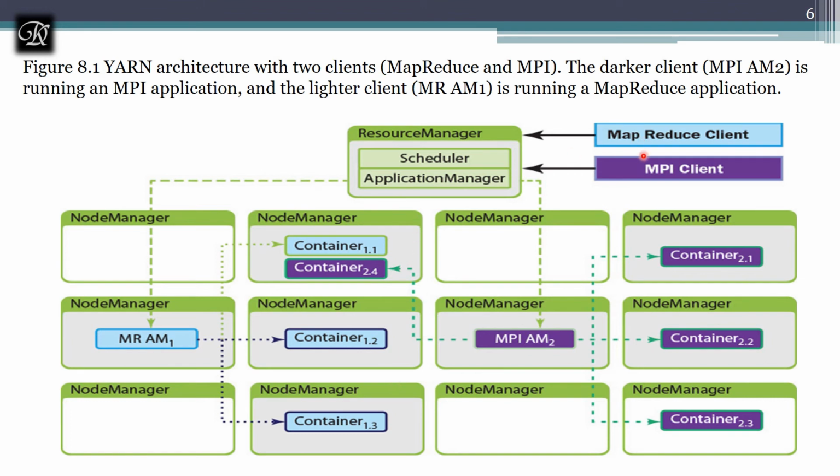Once these two clients request resources, the application manager is going to check for the availability of the resources and grant them. Once granted, a scheduler is responsible for scheduling the resources. The resources requested by the MapReduce client are available on the node over here, node over here, node over here, and node over here. These four nodes have the resources required for the MapReduce client, and that will be allocated.